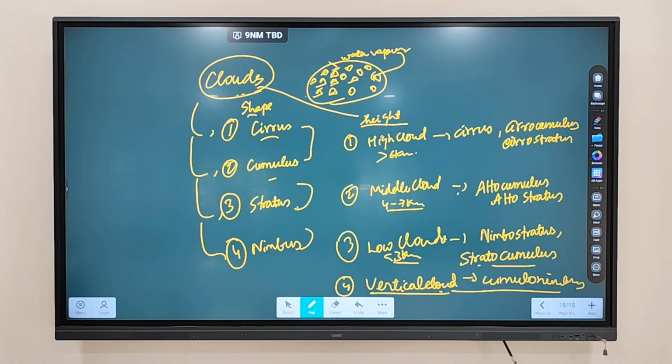Fine. So as we discussed, clouds are classified based on what? Clouds are classified based on shape. Based on shape, they can be classified into cirrus, cumulus, stratus and nimbus. Based on height, they can be classified into high cloud, middle cloud, low cloud and vertical cloud.